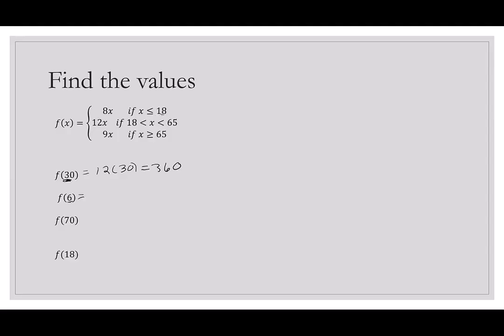Then for 6. 6 is less than 18, so I want to use the first part. So this is 8 times 6, which is 48. Then 70. When I look at 70, 70 is over 65, so we're going to do 9 times 70, which is 630. And then 18. See how 18 is twice? I can see it in the first line. I can see it in the second line. What you want to watch for is where does it say equal? And it says less than or equal to 18 in the first line, which says we're going to do 8 times 18. We get 144.